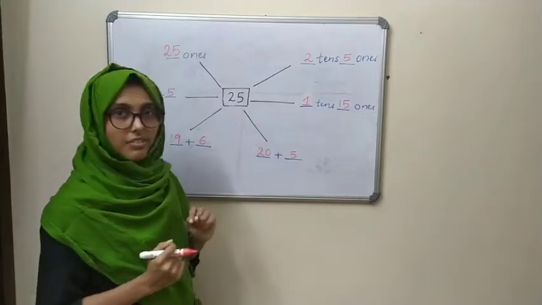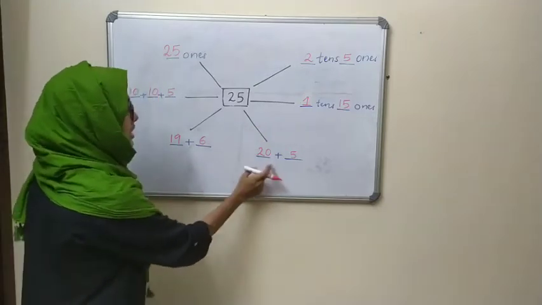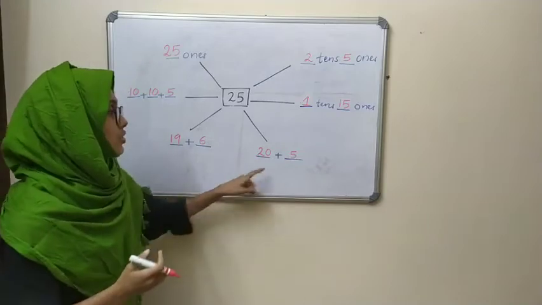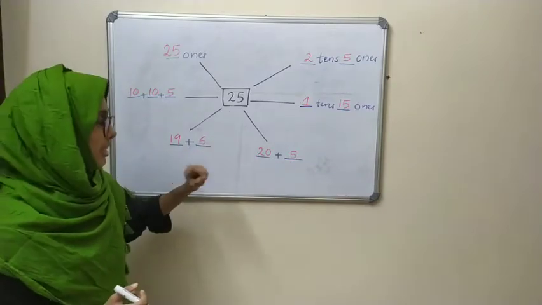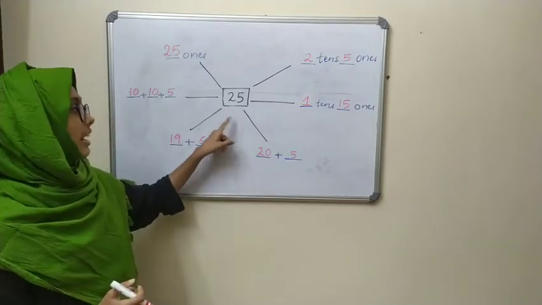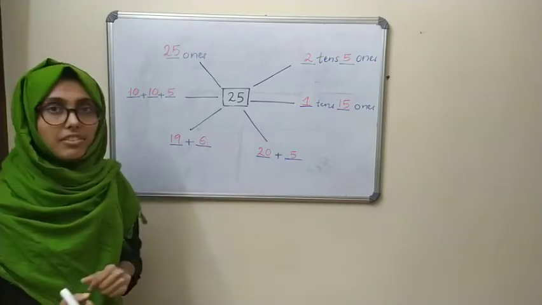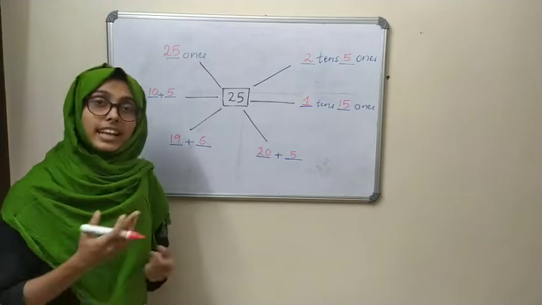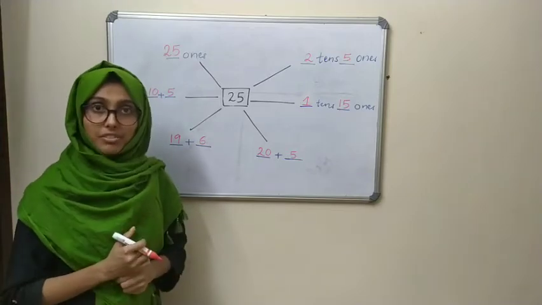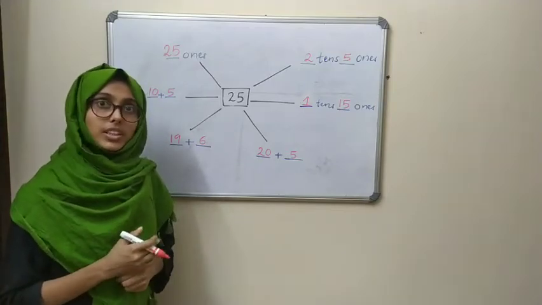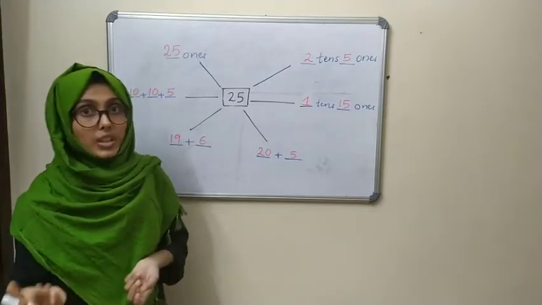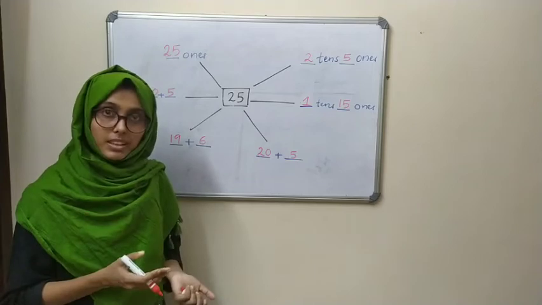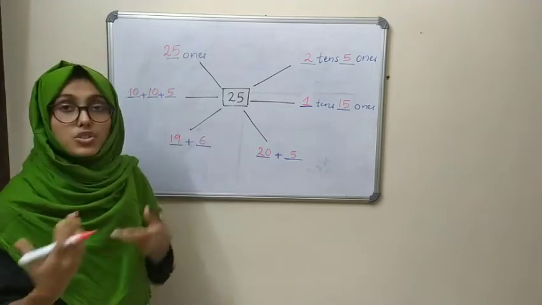So again 25. Now here in these two you can add 2 numbers and they become 25. 20 plus 5 is 25, 19 plus 6 is 25, or you can write 18 plus 7 is 25, isn't it? So there are so many ways to write 25. You can write 24 plus 1, 23 plus 2.